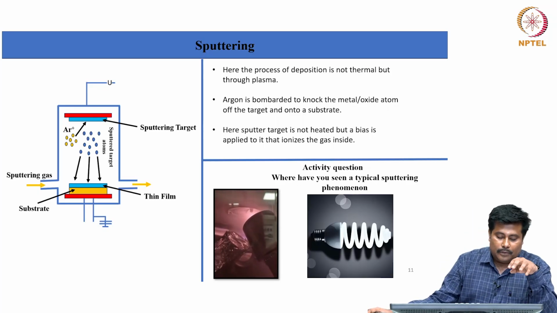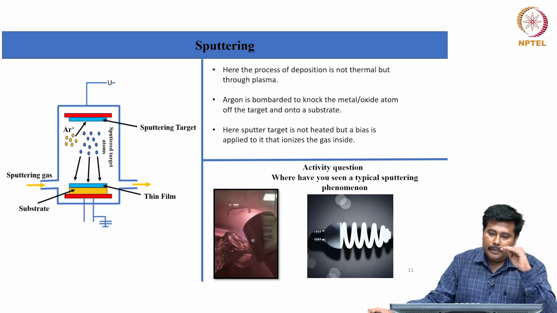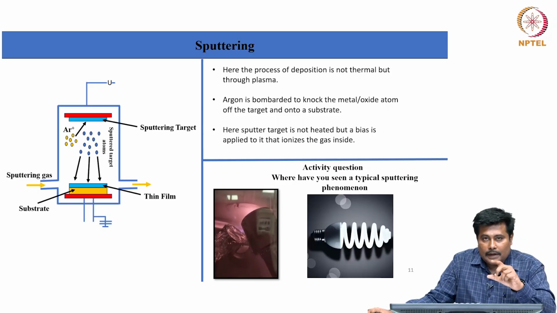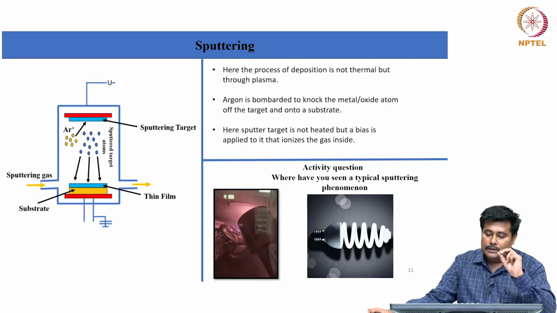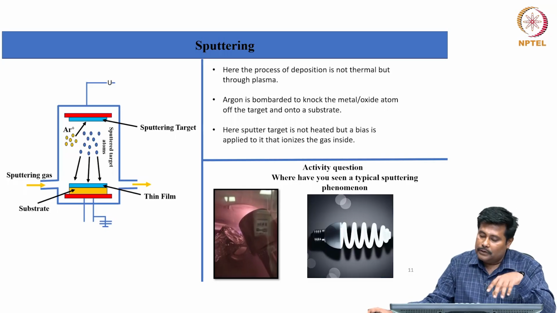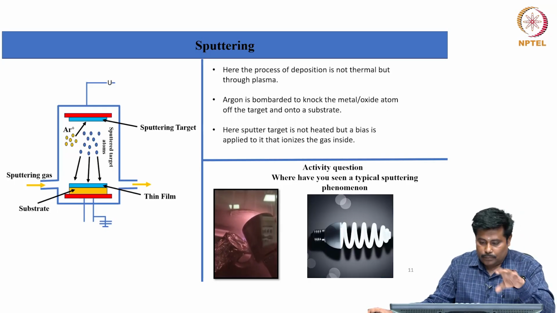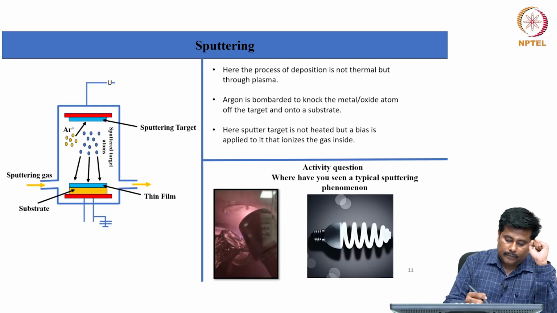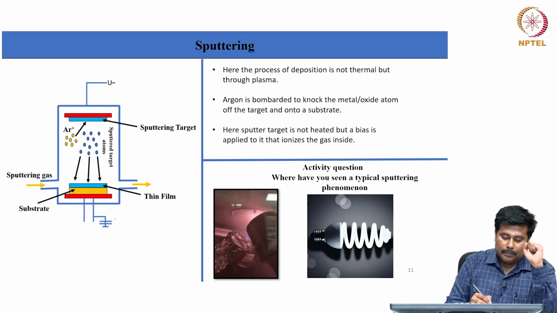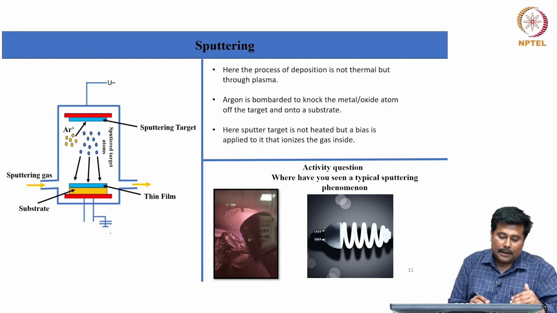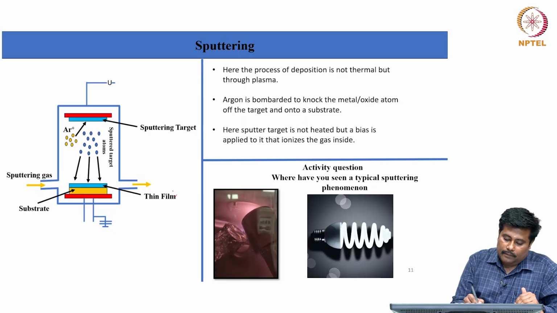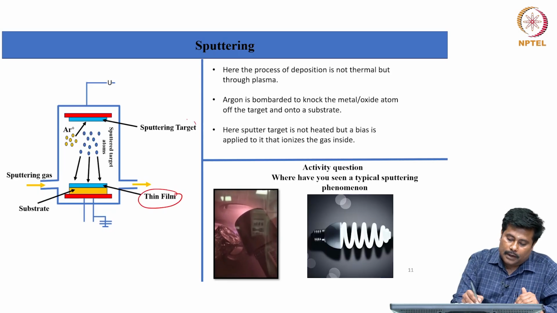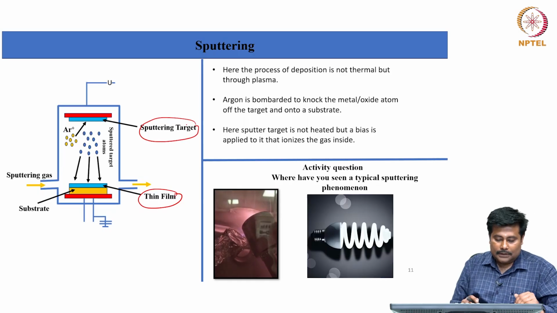Another methodology of a PVD process is the sputtering process. This sputtering process is slightly different from the earlier thermal evaporation techniques. Here the process of deposition is not thermal, but through plasma. So we have a vacuum chamber in place, then a sputtering gas is made to flow into it. We have a thin film substrate kept over here, and then there is a sputtering target available.